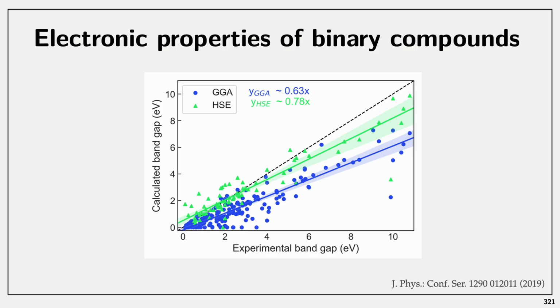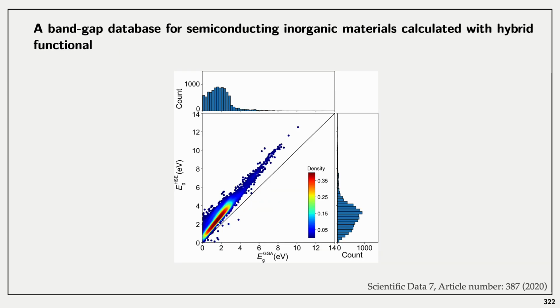So many people are studying systematically how good those functionals are, like HSE again. And you can see here on this plot from a fairly recent paper that, as you know, GGA always underestimates the band gap, and in this case, HSE systematically corrects for that, making the band gap closer to reality. So that's what you get from the hybrid functionals.